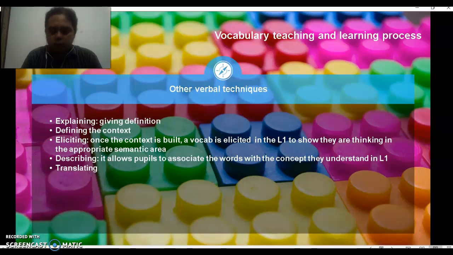It is also important for children to associate words with the concepts they understand in their native language. It is okay for children to use the native language as well, so that children can absorb easily. And the last thing, translating.